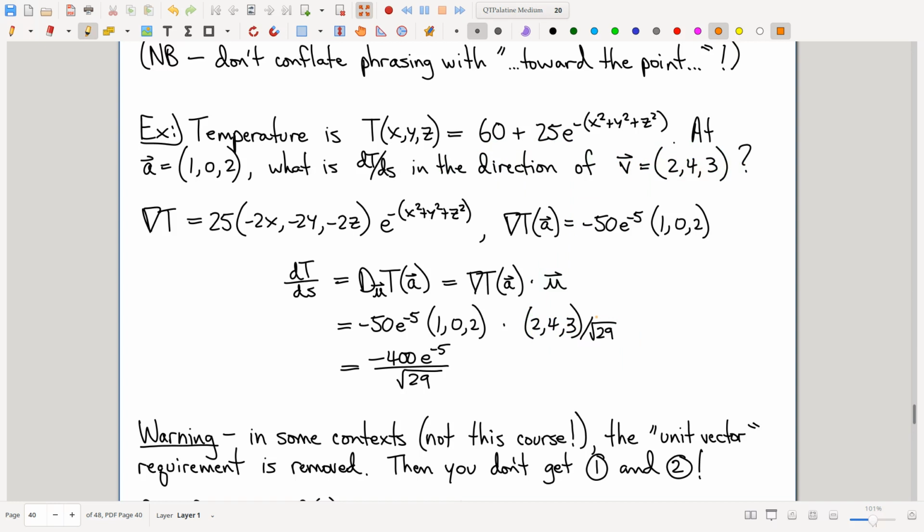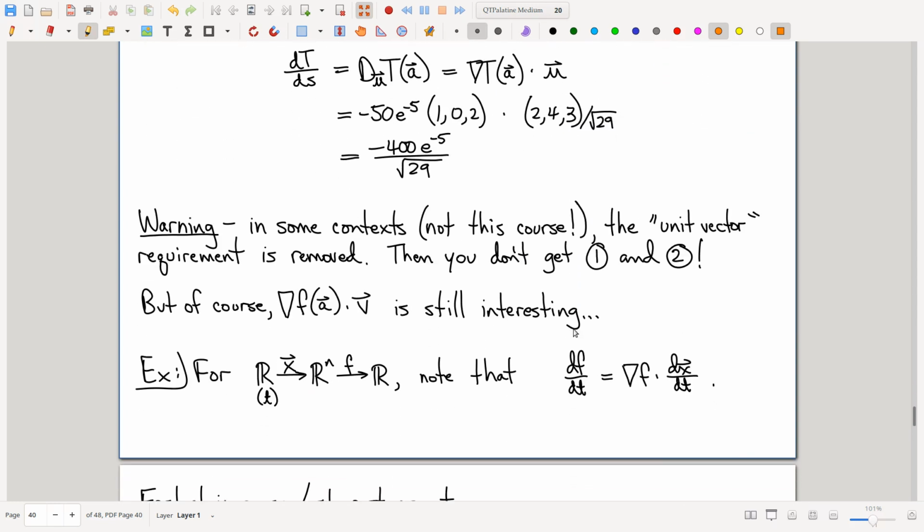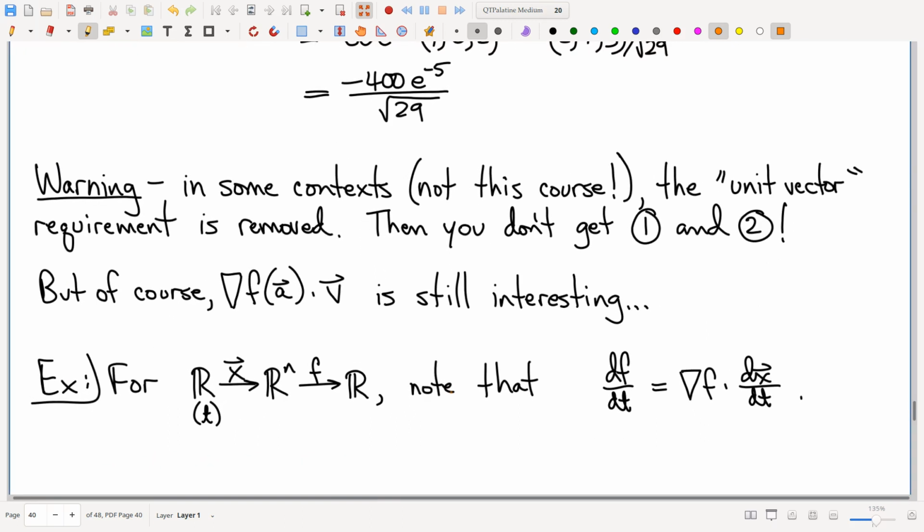Okay, now I have a cultural note that I have to make. This is very frustrating, but it's also funny. I am sorry to report that not all users of the idea of directional derivative agree on the definition. There is an important disagreement, and it'll cause major problems if you're not careful about it. But the good news is it's easy to be careful about it.